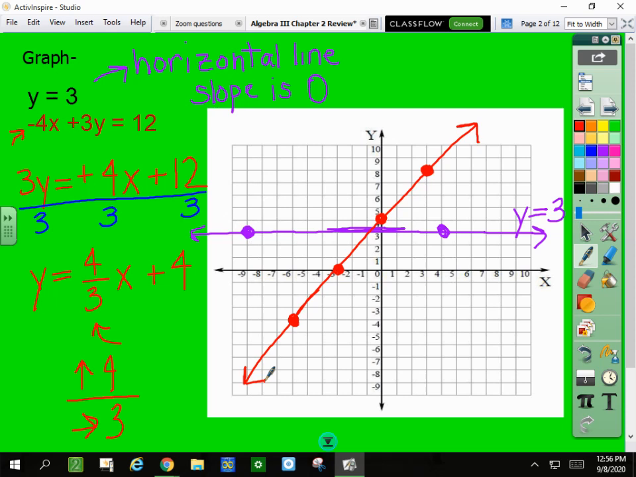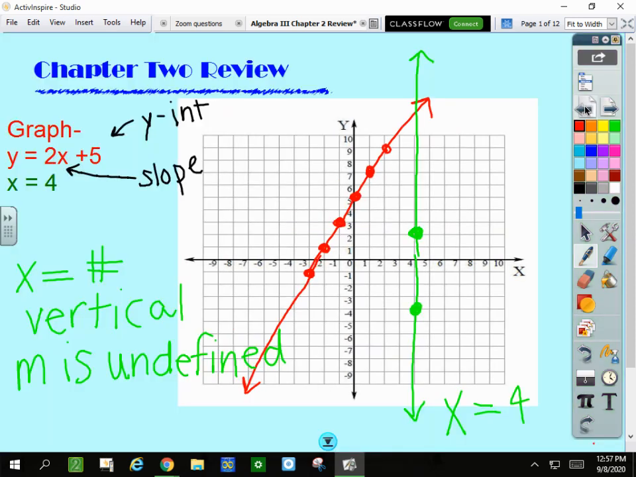So you should be able to graph any horizontal, vertical, or slanted straight line. You should be able to identify the slope and the y-intercept from the equation. A little recap, even though you can go back on your own. The y equals 2x plus 5. The slope is 2, y-intercept is 5. X equals 4 is a vertical line, so the slope is undefined, and it didn't have a y-intercept. It never crossed the y-axis.